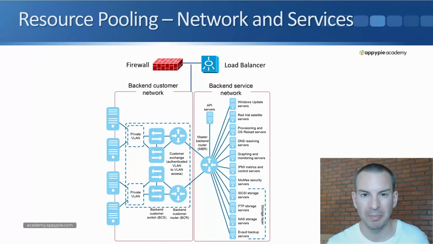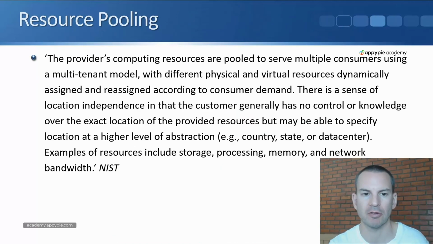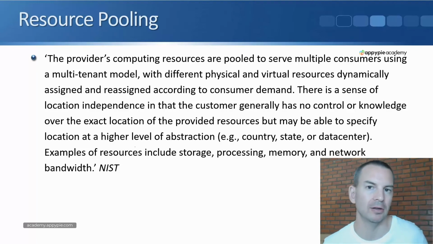The last thing that I want to mention in this lesson, if I go back to the first slide and the NIST definition, you'll see they say that the customer generally has no knowledge or control over the exact location of the provided resources, but may be able to specify location at a higher level of abstraction. For example, country, state, or data center. So what we're talking about here, let's use AWS for the example again.